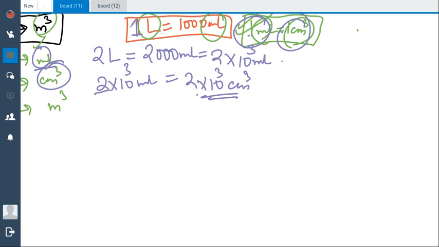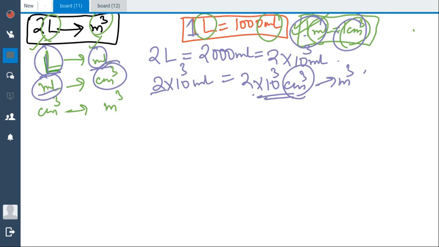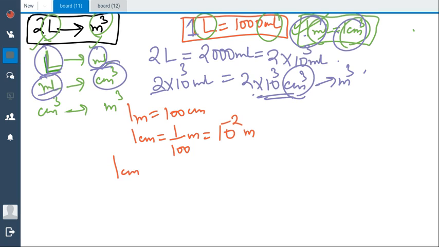Now, the next step is to convert this into meter cube. Now, this one looks difficult. Actually, it's very easy. We all know that 1 meter is equal to 100 centimeter, or you can also write 1 centimeter is equal to 1 by 100 meter. 1 by 100 meter can be written as 10 raised to minus 2 meter, right? So 1 centimeter is equal to 10 raised to minus 2 meter.